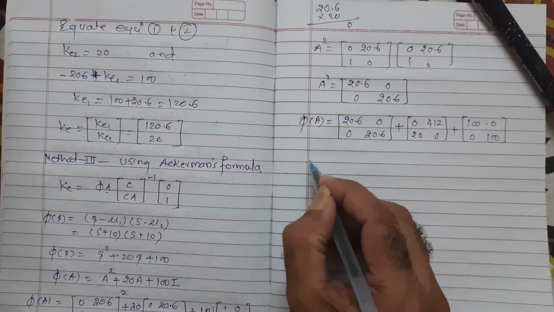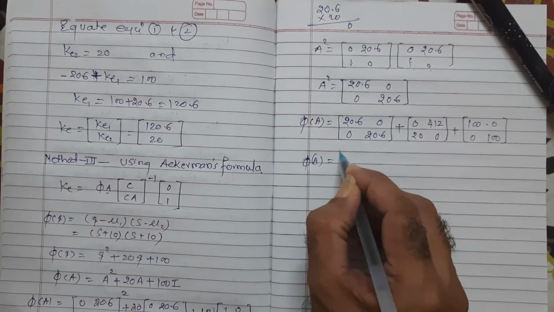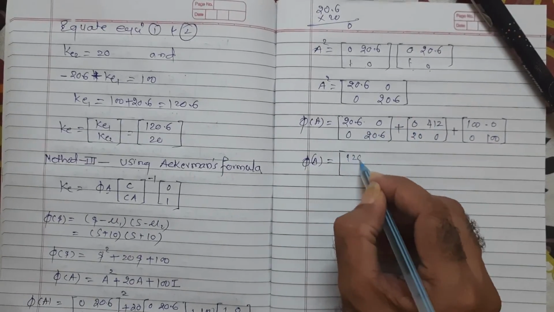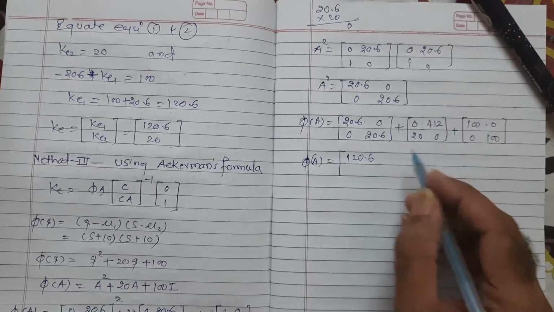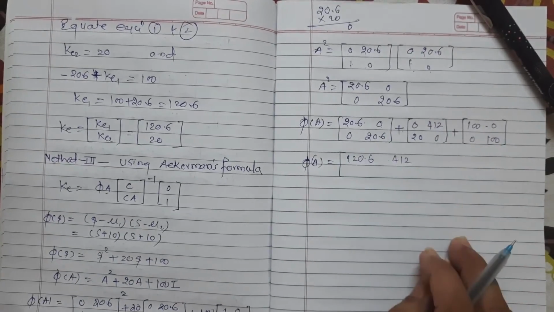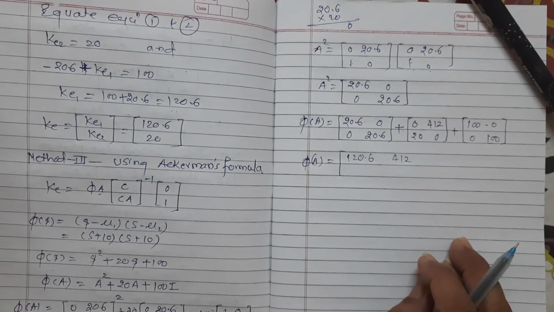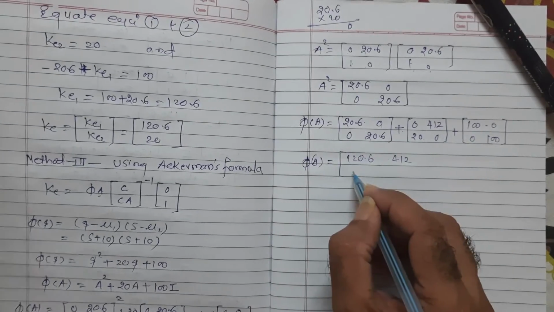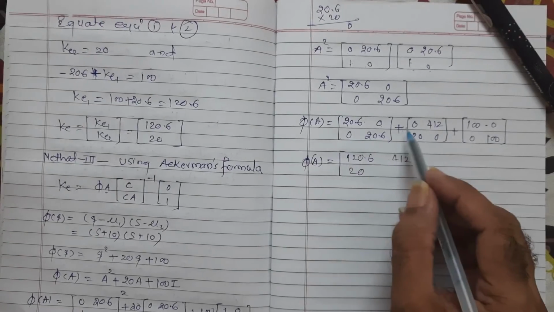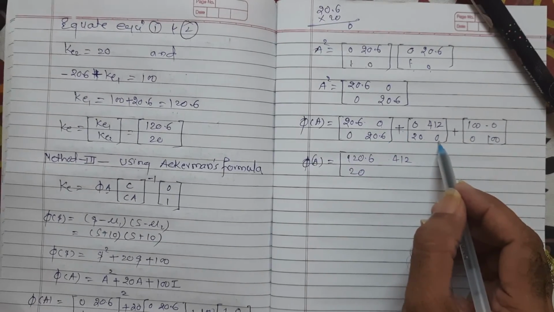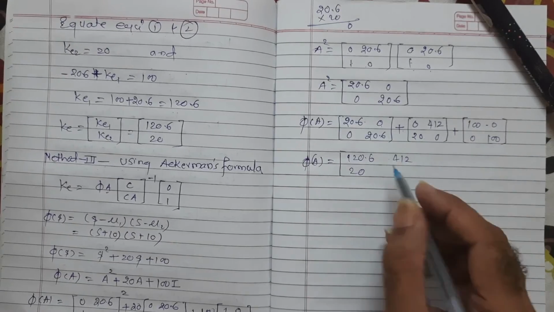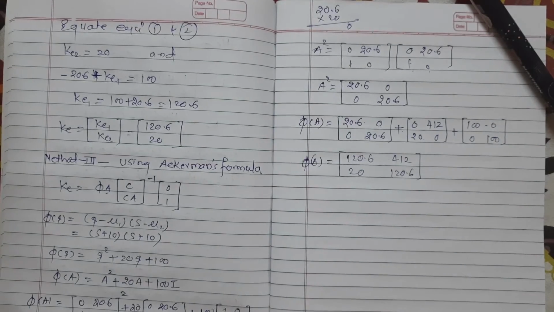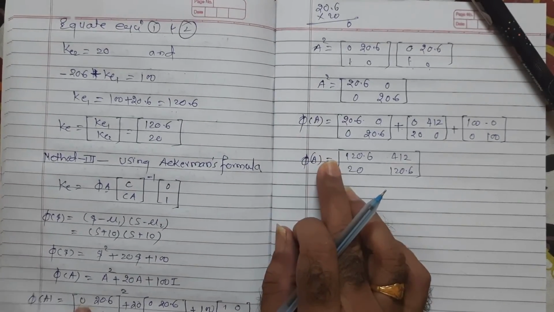So this phi A equals 20.6 plus 0 plus 100, so this is 120.6, then 0 plus 412, so this becomes 412, then 0 plus 20 plus 0, that is 20, and here is 20.6 plus 0 plus 100, so that means it is 120.6. So this is my phi A.